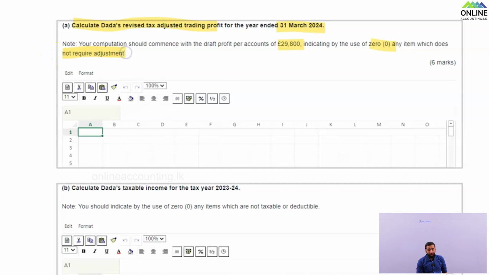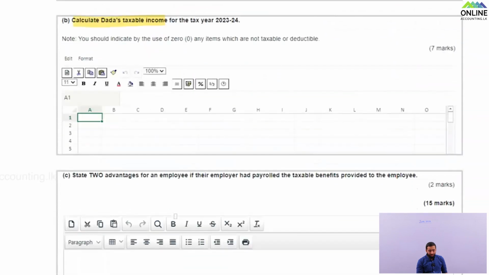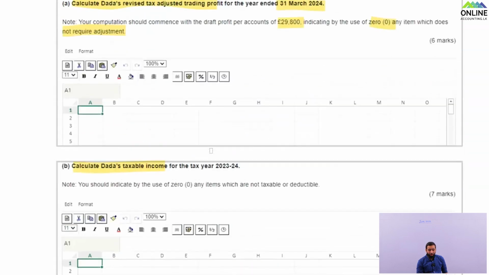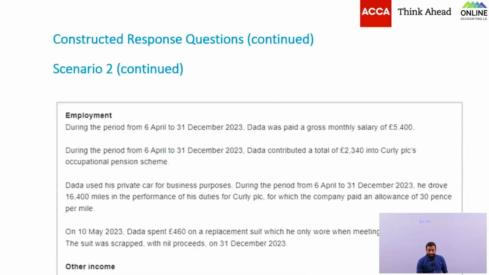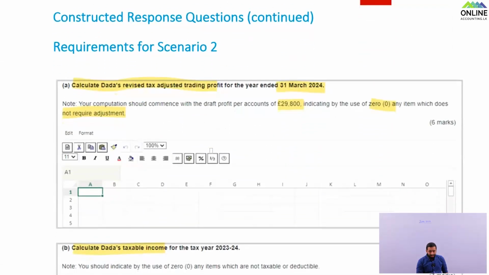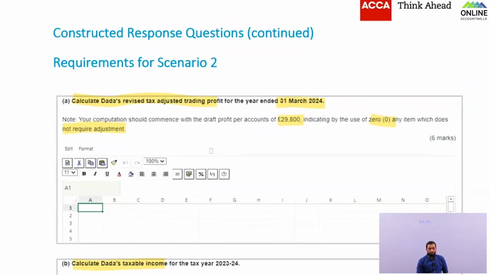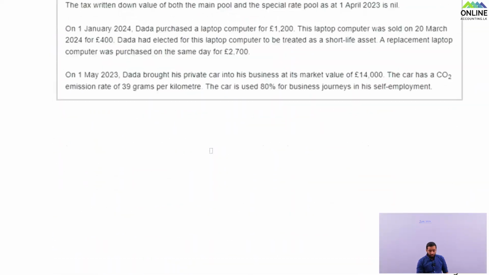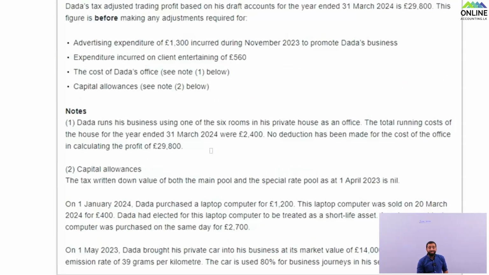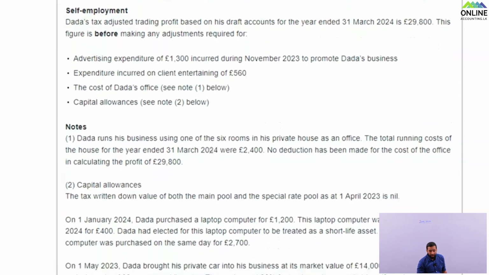That is very important. You need to mention 0, and then calculate D's taxable income. This is very important, not the income tax liability. They are asking for the taxable income, and then the two advantages for an employee if their employer had payrolled the taxable benefits. So the first question is the revised tax adjusted trading profit. That is very important. So the taxable profit is what they are asking.